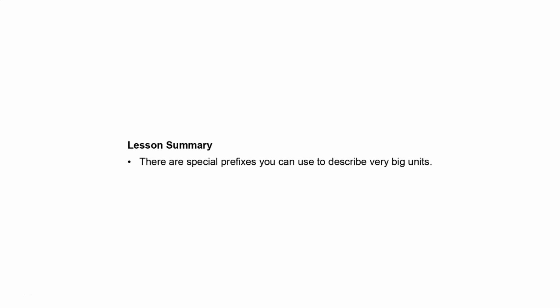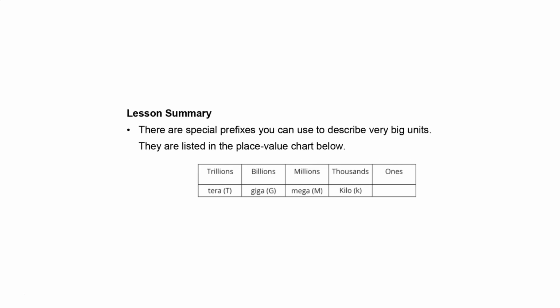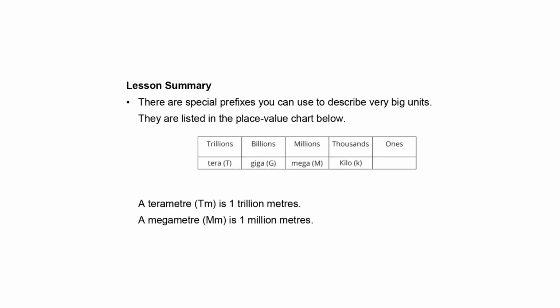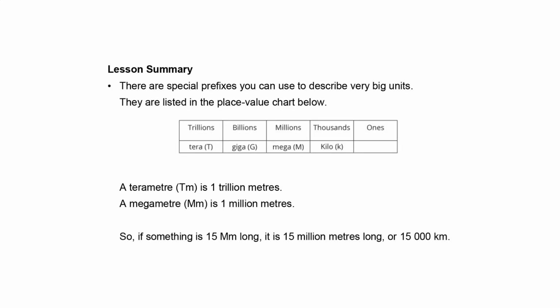Lesson summary. There are special prefixes you can use to describe very big units. They are listed in the place value chart below. So trillions, you use tera. Billions, giga. Millions, mega. Thousands, kilo. And ones, no special term, we just use the number. A terameter is 1 trillion meters. A megameter is 1,000,000 meters. So if something is 15 megameters long, it's 15 million meters long, or 15,000 kilometers.